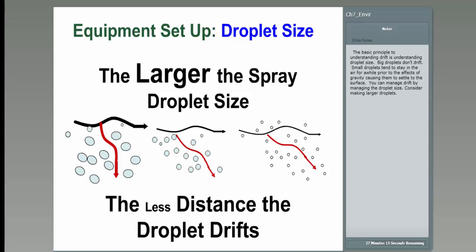The basic principle to understanding drift is understanding droplet size. Big droplets don't drift. Small droplets tend to stay in the air for a while prior to the effects of gravity causing them to settle to the surface. You can manage drift by managing the droplet size. Consider making larger droplets.